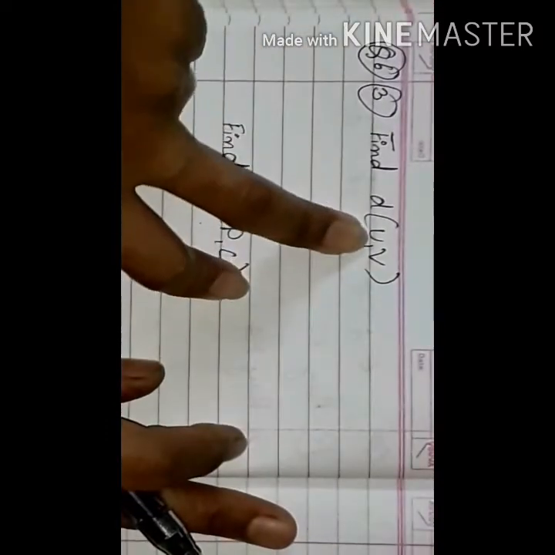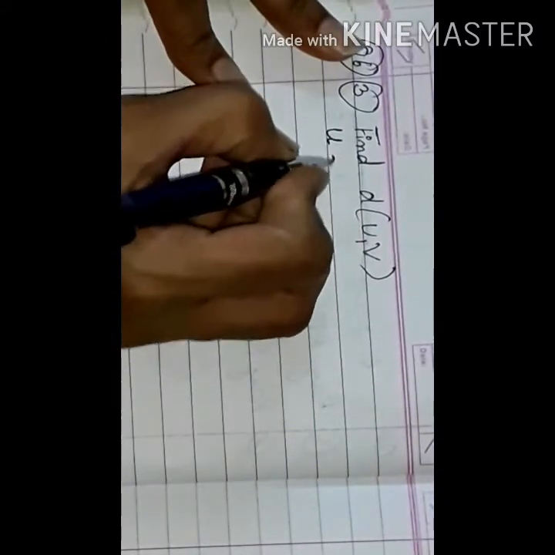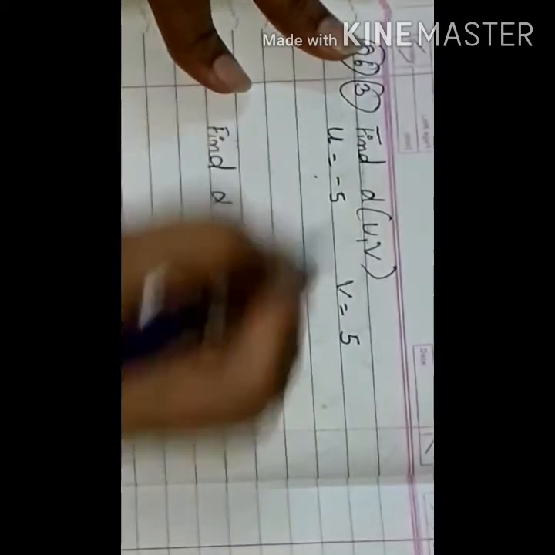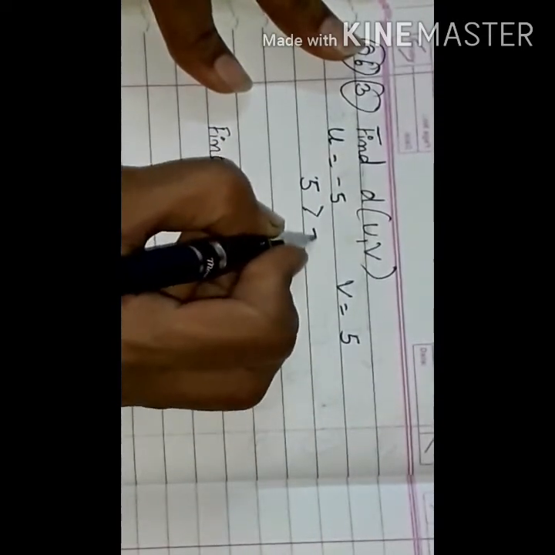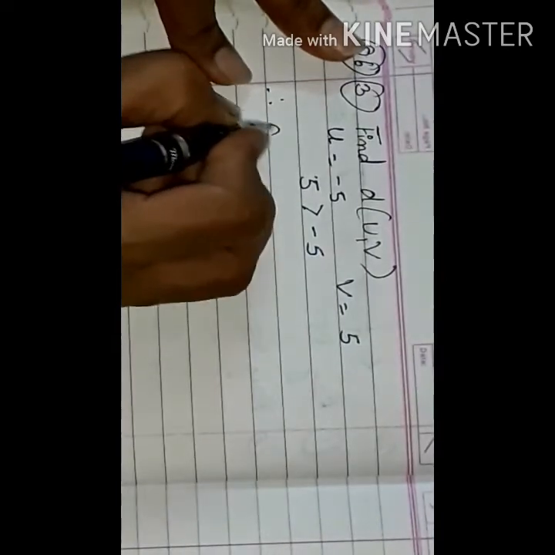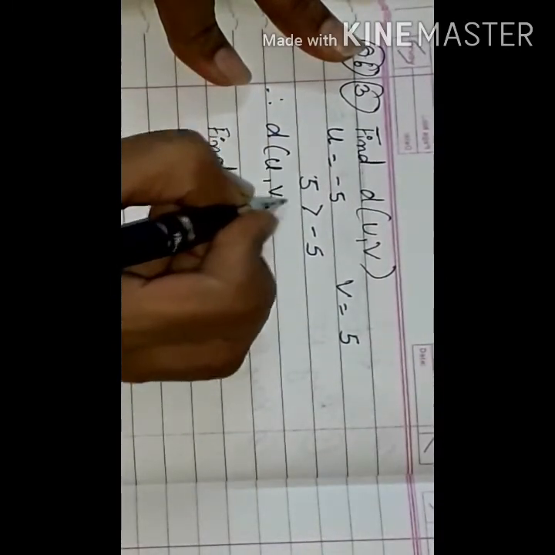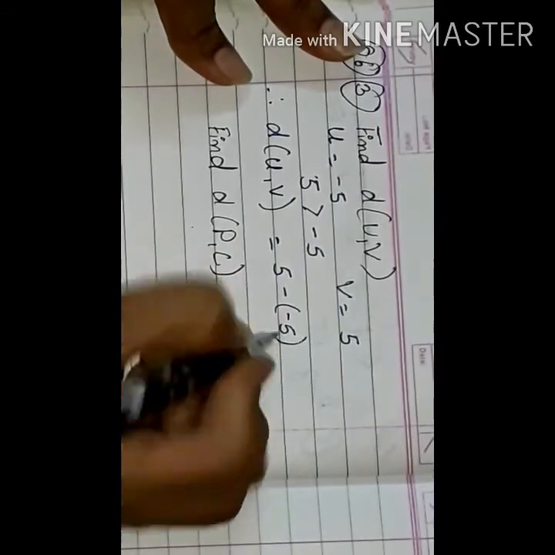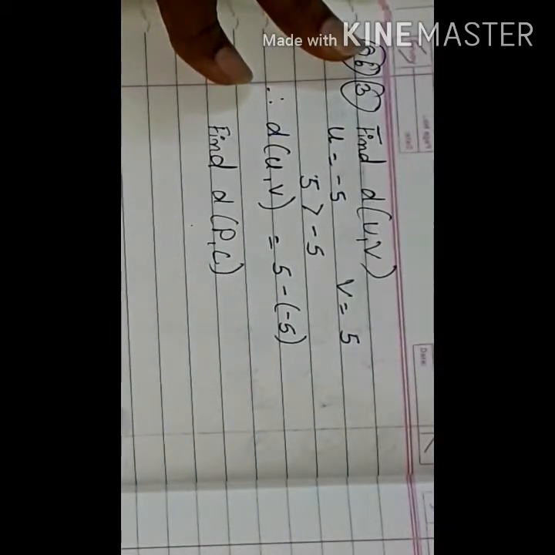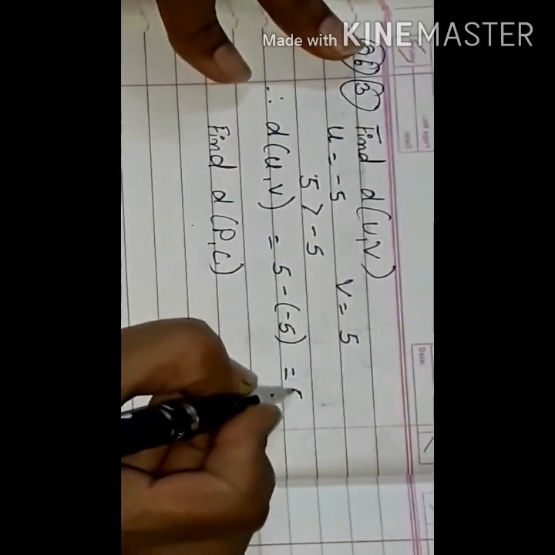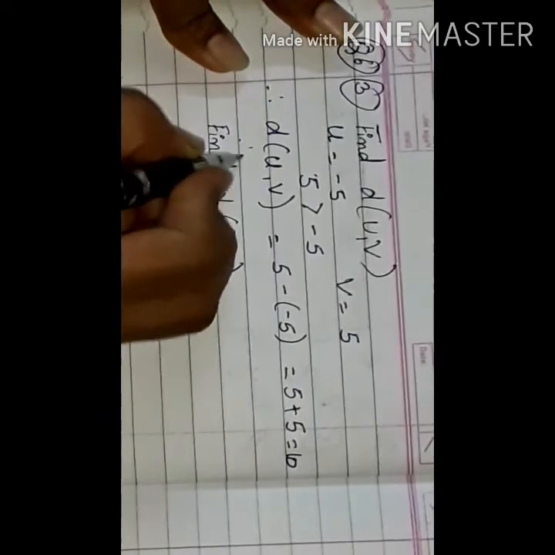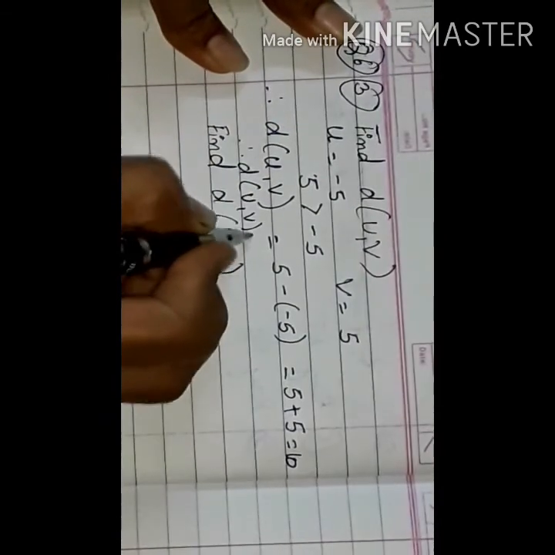So, the distance of U and V. What is the distance of UV? First we have to write the coordinate of U. U is -5 and V is equal to 5. Now we know that 5 is greater than -5. Therefore the distance of U and V will be 5 minus -5. Got it? So minus and minus will give you plus 5. The answer is 10. Therefore the distance of U and V is going to be 10.